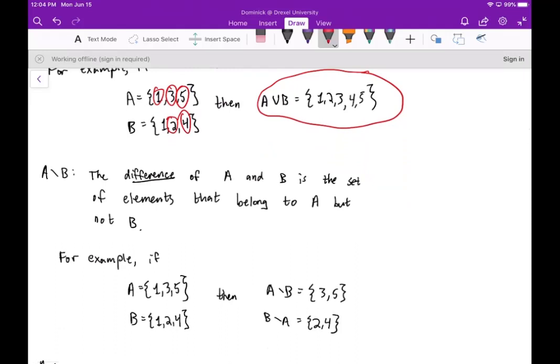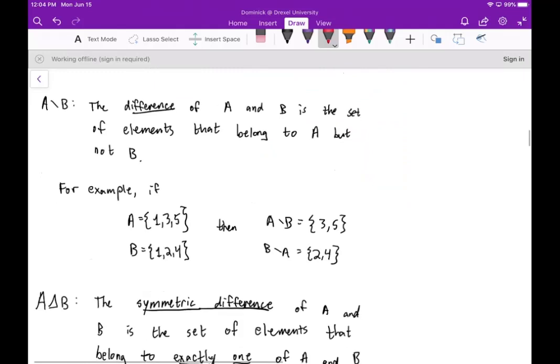Now the next one is the difference of two sets. The difference of two sets A and B is the set of elements that belong to A, but not to B. So whichever one is listed first, you would want to keep those elements that are not also in B. For example, if we have our A and B the same as before, A is 1, 3, 5, and B is 1, 2, 4, then A minus B would be 3, 5, because I have 3, 5 that are in A but not B, but I would need to take the 1 away because that's what's in B.